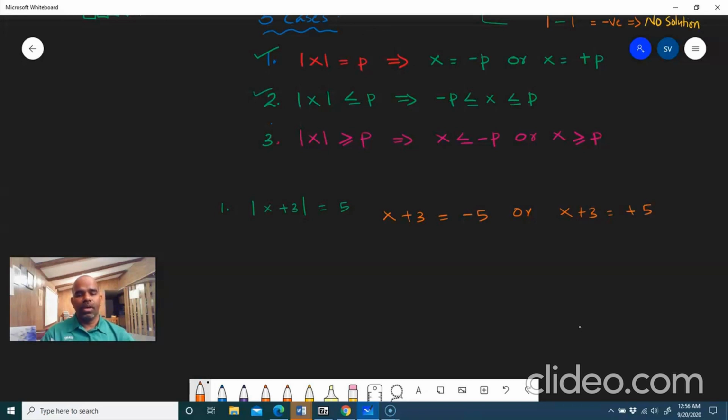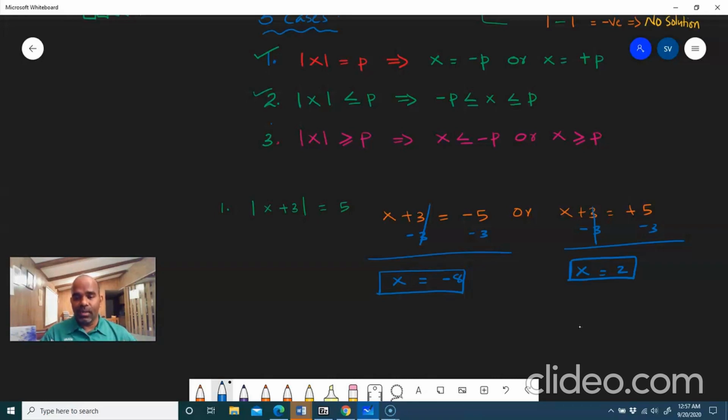Solve it. Eliminate 3 on both sides by subtracting 3, cancelled out. So x will be equal to negative 5 minus 3, which is negative 8. That is the first solution. For the second solution, eliminate this 3 by subtracting 3 on both sides, cancelled out. x is equal to 5 minus 3, which is positive 2. That is the second solution. So that is the equation case.